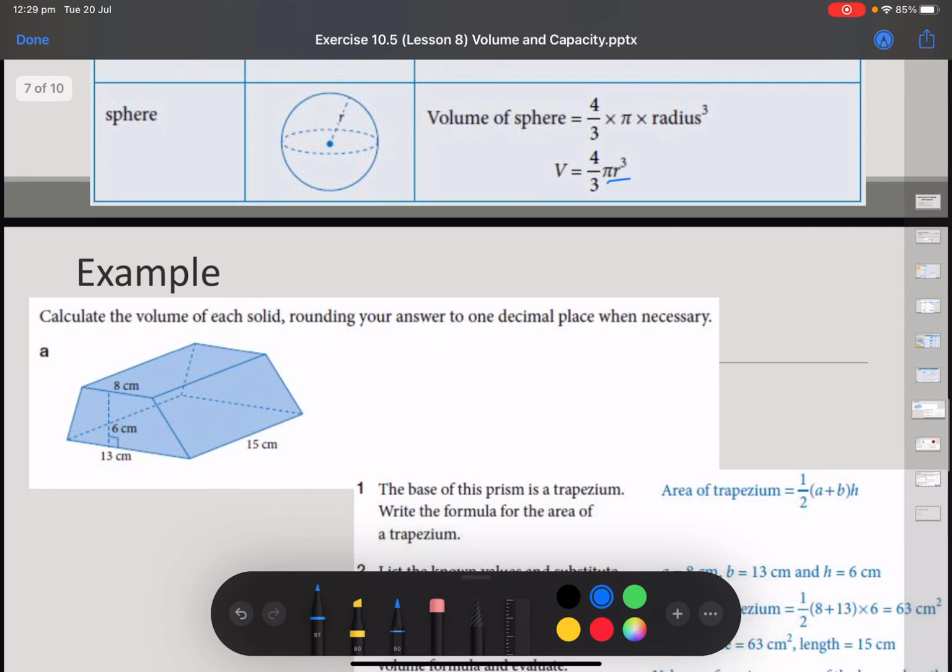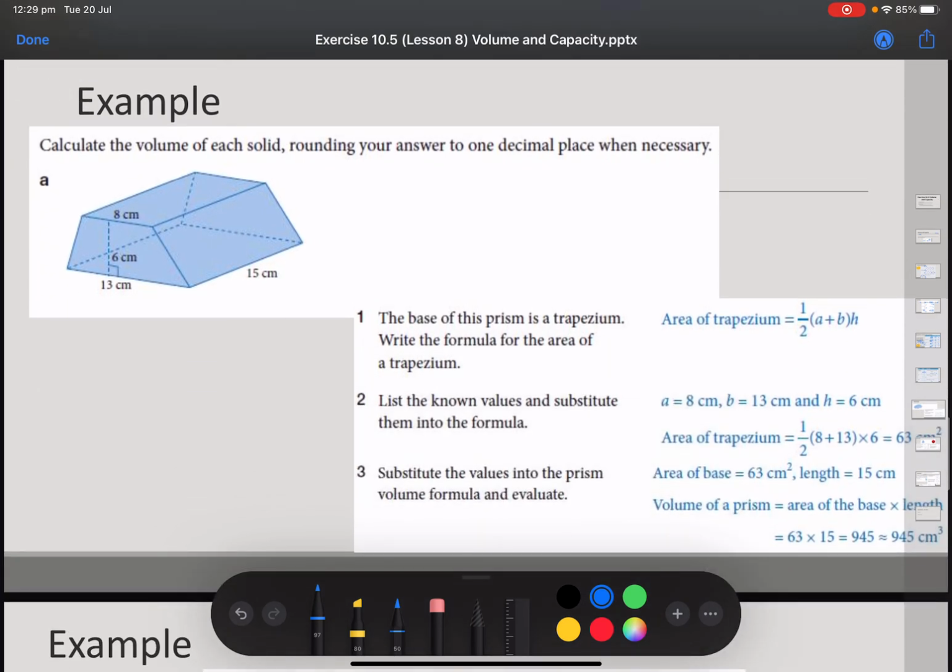Looking at some examples, we have got this solid shape here where our cross section would be a trapezium. So what you're going to do is find the area of that trapezium. Area equals half bracket A plus B times H. And then to find the volume, we're going to times that answer by this length of 15. So if we figure out the area first, we've got half bracket 8 plus 13, because there are two parallel sides, times by the height of the trapezium itself, which is 6. We're going to end up with an answer of 63 centimeters squared.